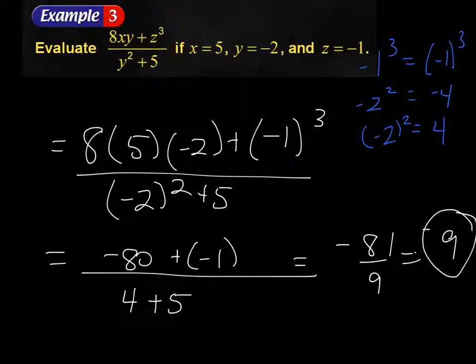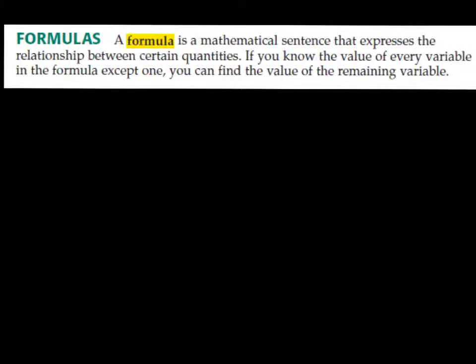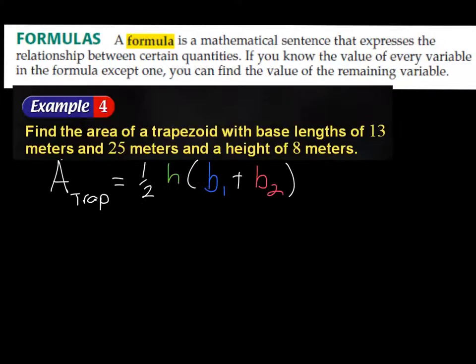A special case of using an evaluate is using a formula. A formula is a mathematical sentence that expresses the relationship between certain quantities. If you know the value of every variable in the formula except one, you can find the value of the remaining variable. Find the area of the trapezoid with base lengths of 13 meters and 25 meters and a height of 8 meters.